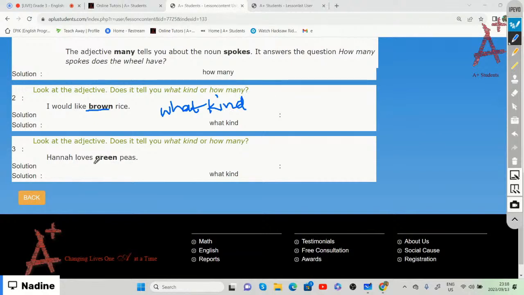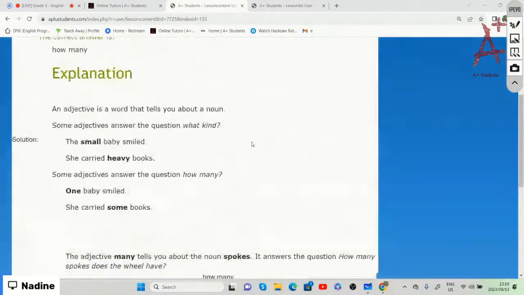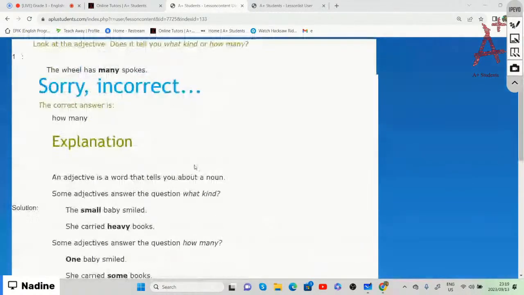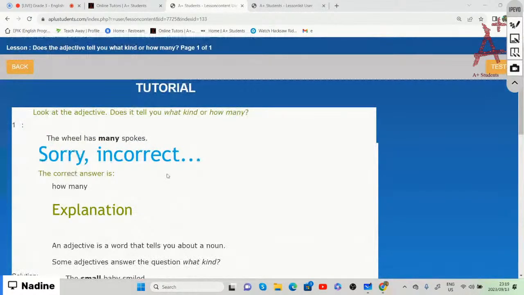Hannah loves green peas, right? Green also tells us what kind of peas they want. Green peas. Hannah loves green peas. So it tells us what kind of peas Hannah likes. So once again, adjectives tell us more about the noun. And they either answer questions like what kind or questions like how many.